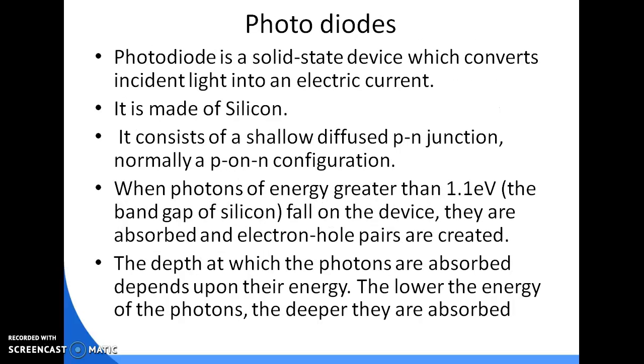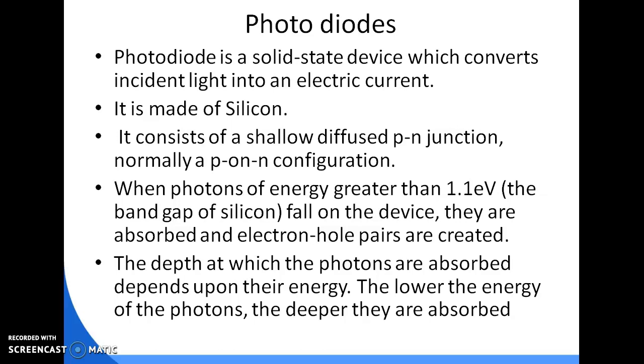So the next type of light sensor is the photodiode. A photodiode is a solid state device which converts incident light into electric current. Means here we are converting light energy into electrical energy. This is made up of silicon, which is a semiconductor material. It consists of a shallow diffused p-n junction, that is, a p upon n configuration.